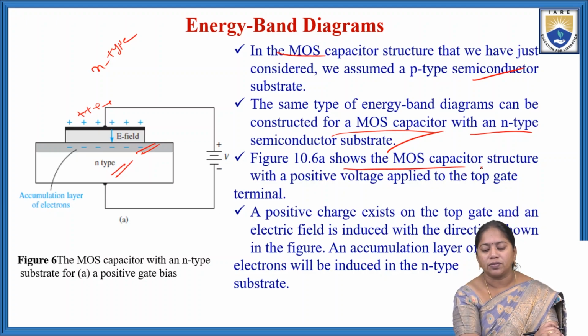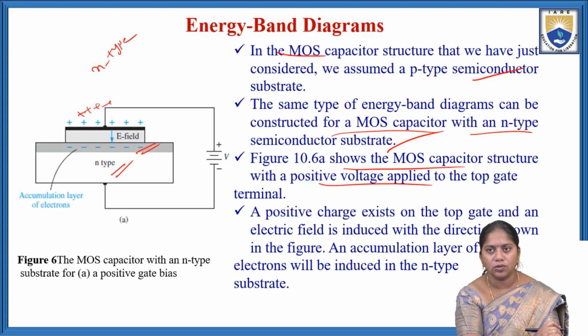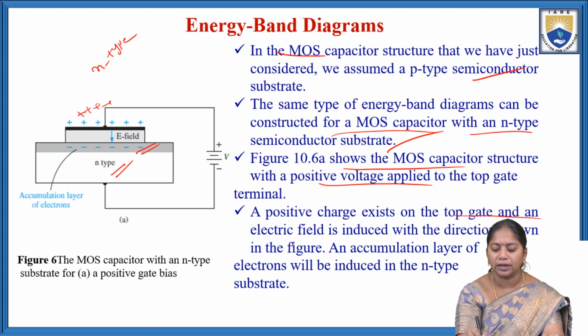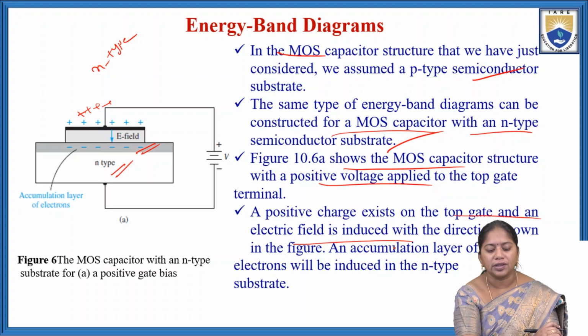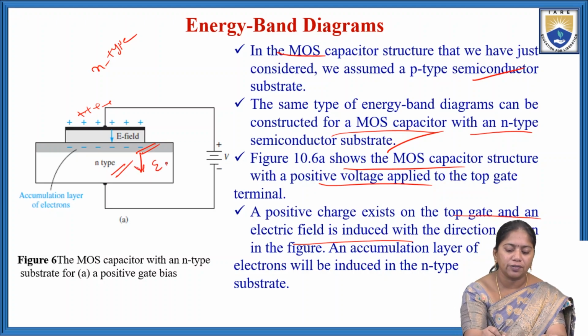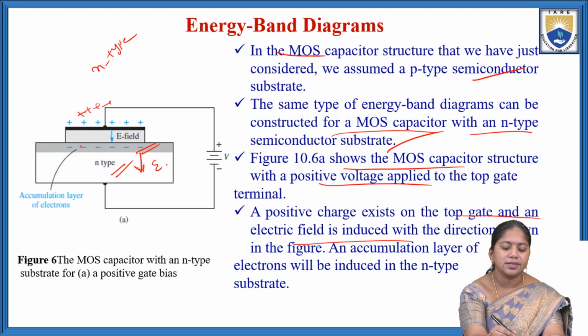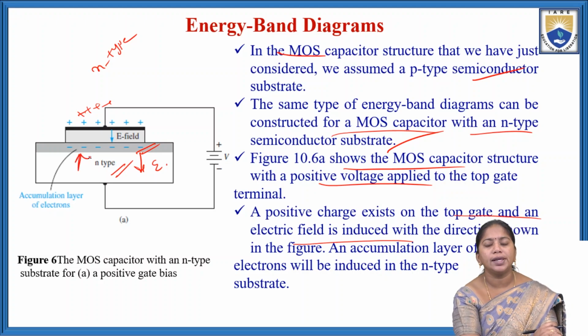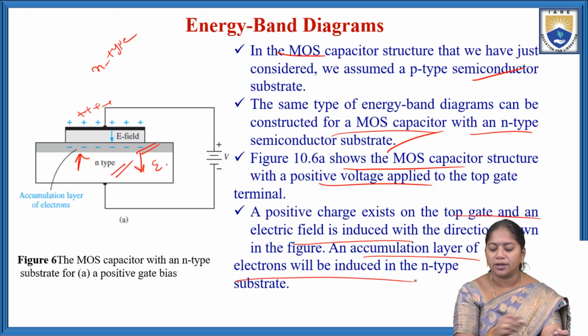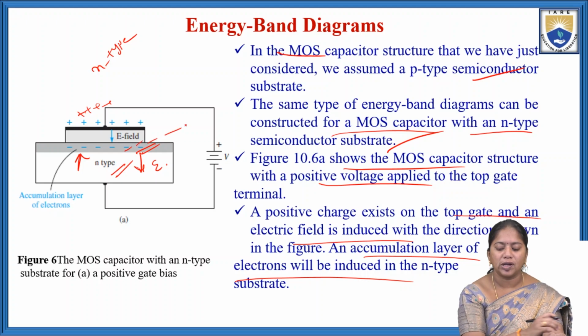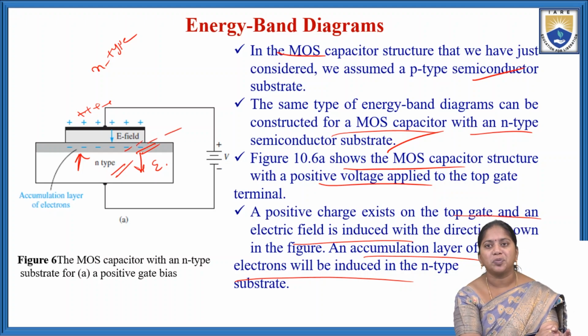Figure 6a shows the MOS capacitor structure with a positive voltage applied to the top gate electrode. So a positive charge exists on the top gate and an electric field is induced in the downward direction, whereas in the p-type semiconductor we showed it in the upward direction. An accumulation layer of electrons will be induced in the n-type substrate. Here the accumulation of electrons, negative charges, is induced in the n-type substrate.